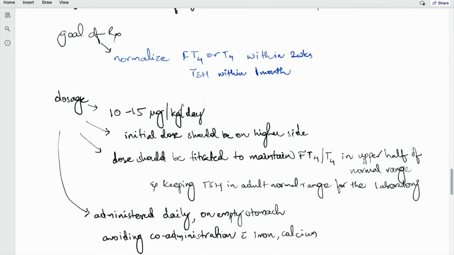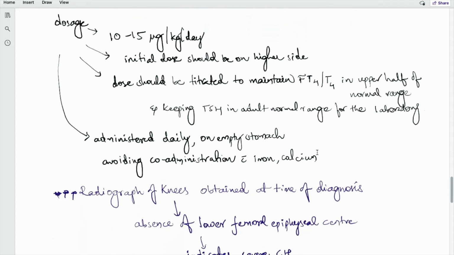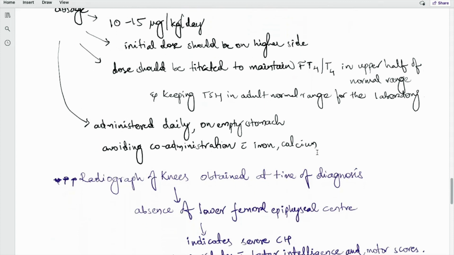And the dosing is like this. It's 10 to 15 micrograms per kg per day. You should start the dose on the higher side, and the dose should be titrated to maintain free T4 and T4 in the upper half of the normal range and TSH in the adult normal range of the laboratory values. It should be given orally and administered daily on an empty stomach. We should avoid co-administering with iron and calcium.